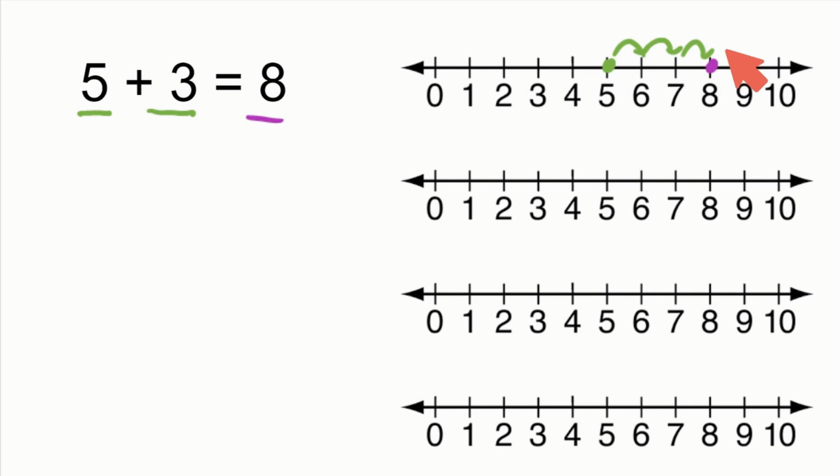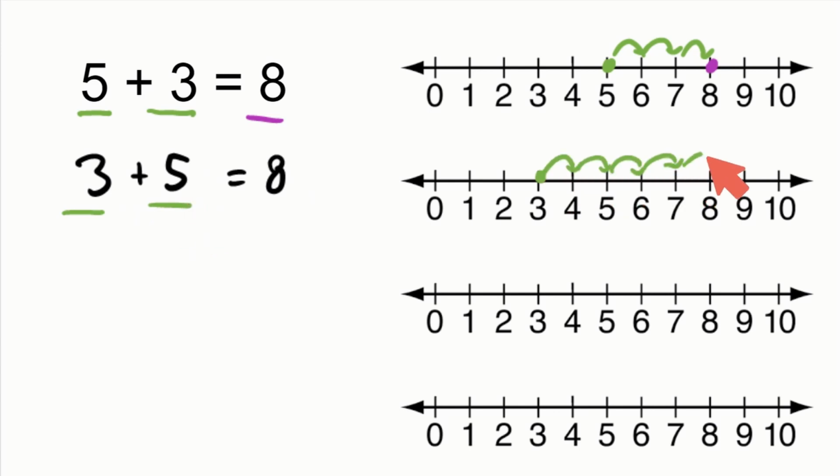All right, so what's another addition problem involving these same three numbers? Another addition problem could be 3 plus 5 equals 8. And checking if this is true, starting at 3, moving 5 to the right, 1, 2, 3, 4, 5. I see that I do land at 8. So that second equation is also true.